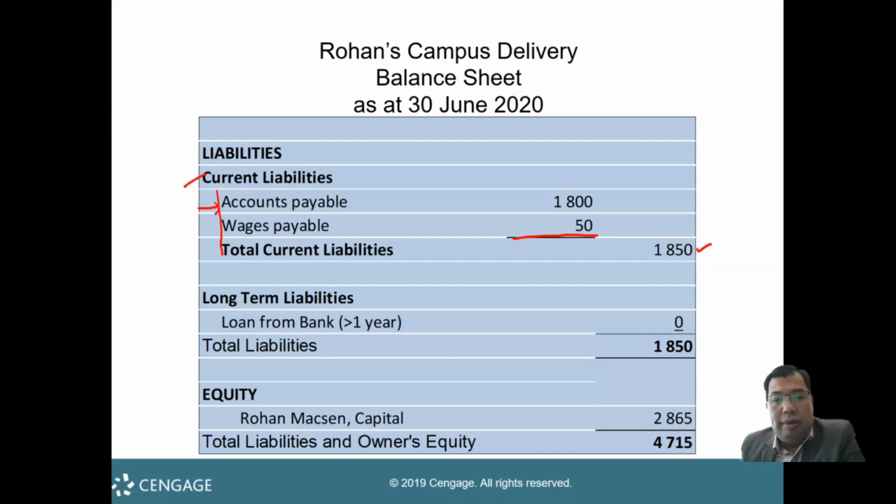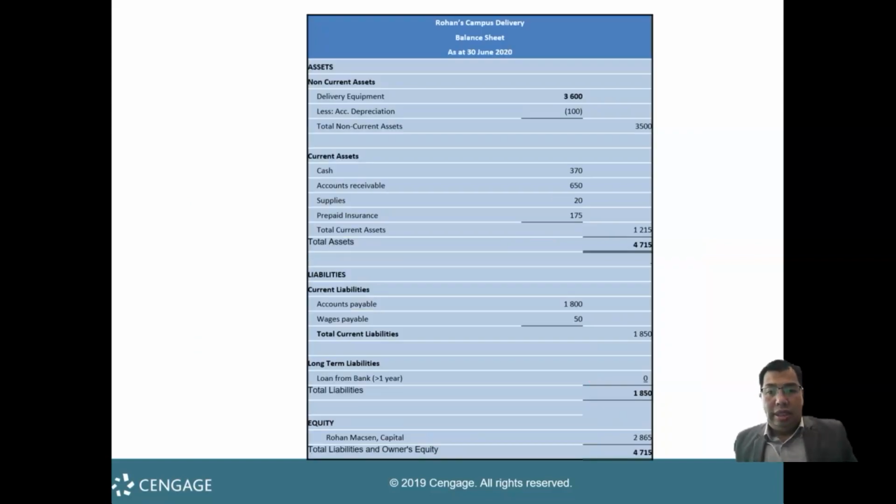So we have total liabilities, and then finally your equity; put the equity figure there. That's why you have total liabilities and owner's equity: total liabilities plus your equity. So this gives you total liabilities and owner's equity. This is just an example of the balance sheet.